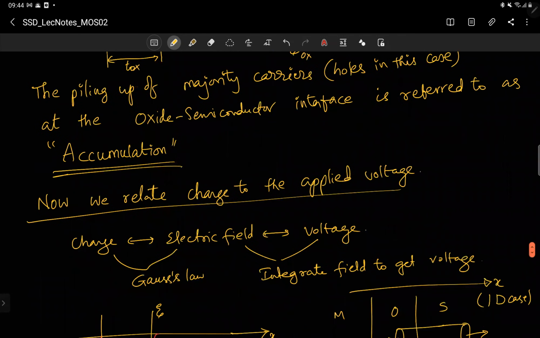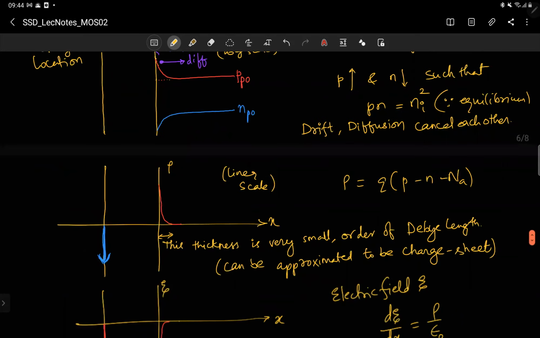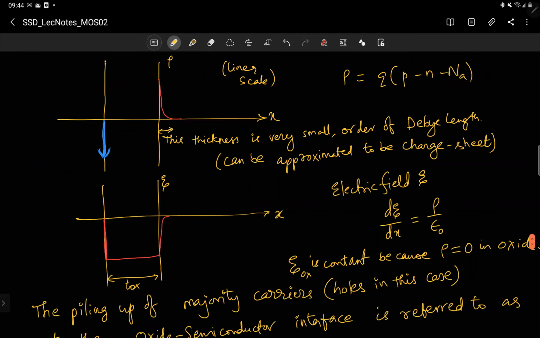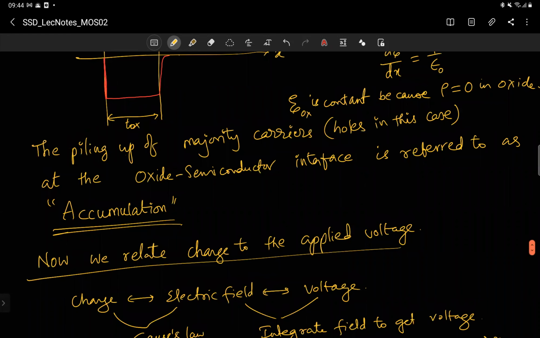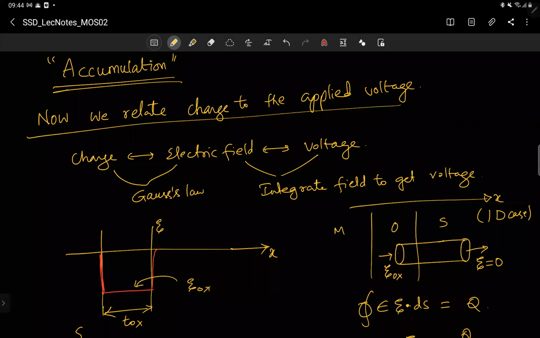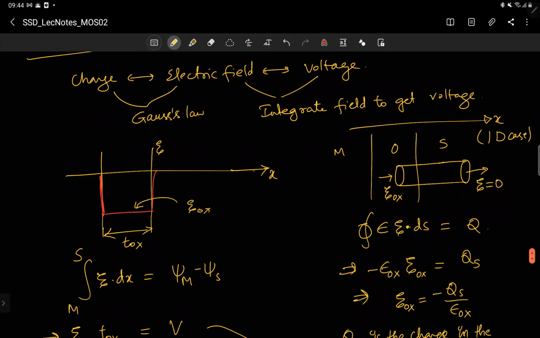Okay, fine. Now that we have got the carrier profile and space charge distribution, what remains is relating the electric field to the charge, or actually the applied voltage to the charge in the semiconductor. So we have these three things: charge, electric field, and voltage. How do we relate charge and electric field? We have Gauss's law. For electric field and voltage, we integrate the field to get the voltage. So the electric field picture is the central thing from which we get both charge and voltage.